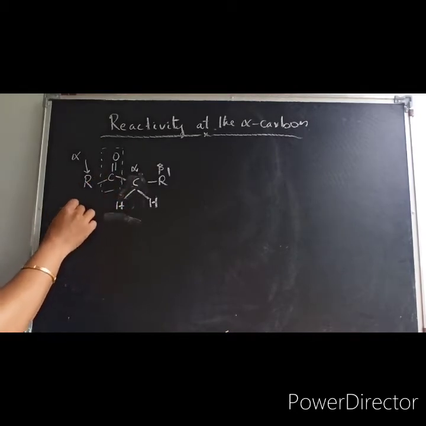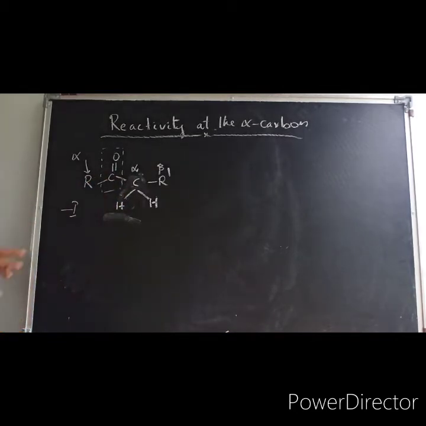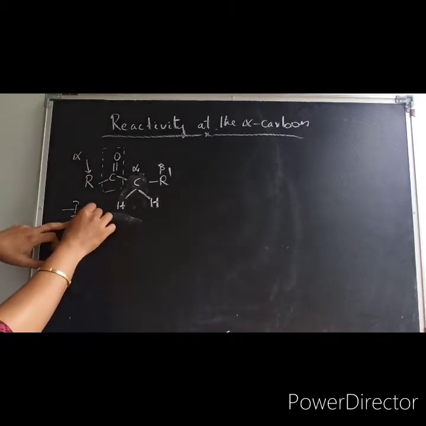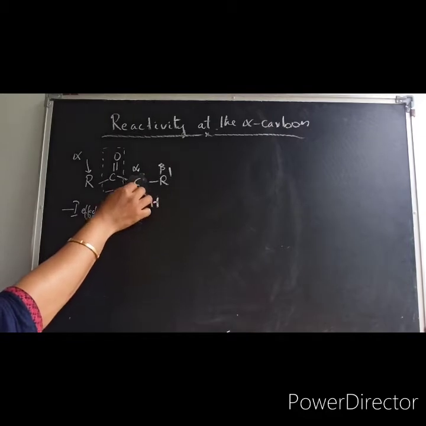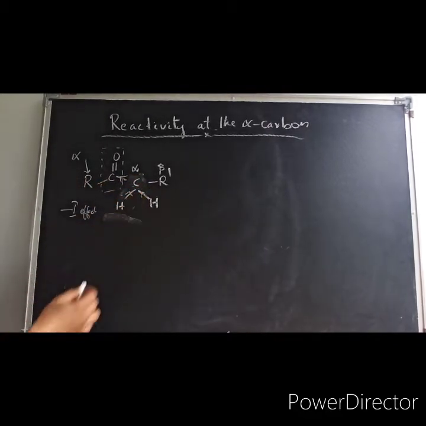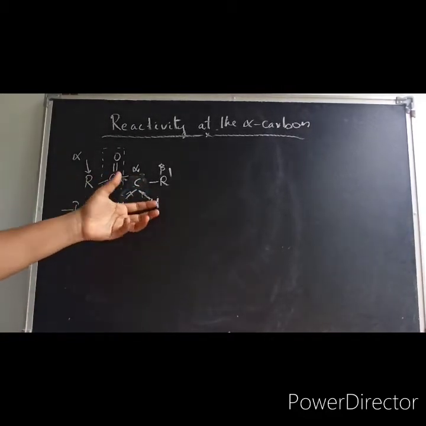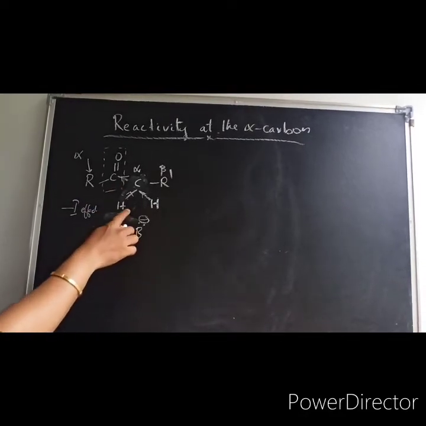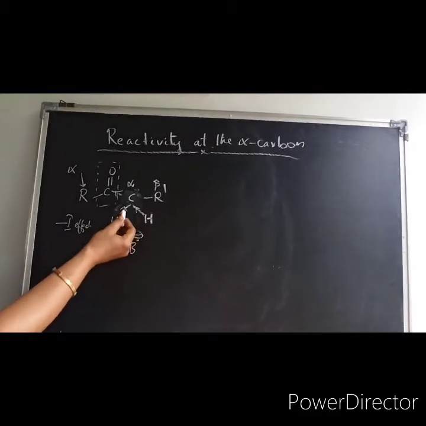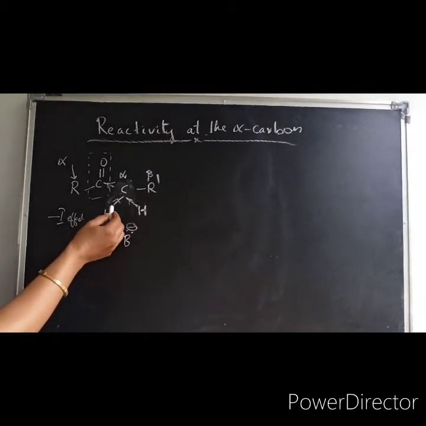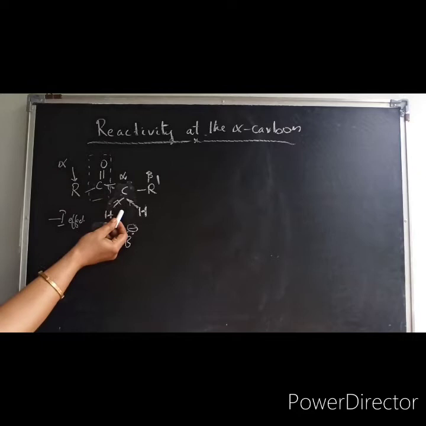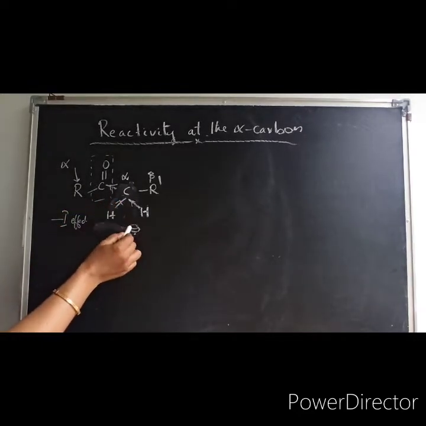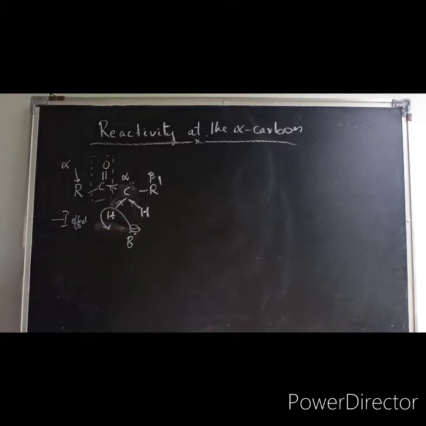The carbonyl group has the ability of electron withdrawing. That is a minus I effect group, so it will be pulling electron density towards it like this. What will happen if a base is added to this? The electron density between carbon and hydrogen will be very low because of the presence of the minus I effect group, which has a negative inductive effect. So the base can easily pick up this proton.